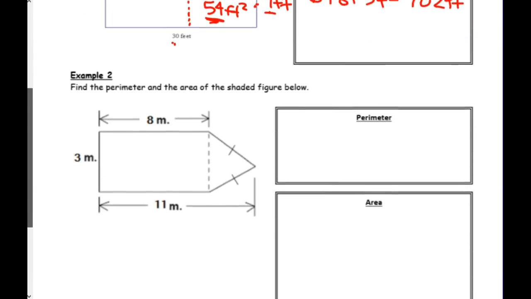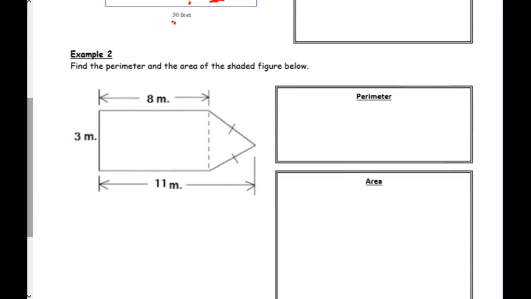Okay, at the bottom, all right, example 2. My two shapes are a rectangle and a triangle. Now, does everyone see this top length right here is 8? Now, my question is, what about this length down here? What's this length right here going to be? It has to match, right? So I know it says 11, but 11 is the whole way, right? So right here, I'm going to put an 8 meters.